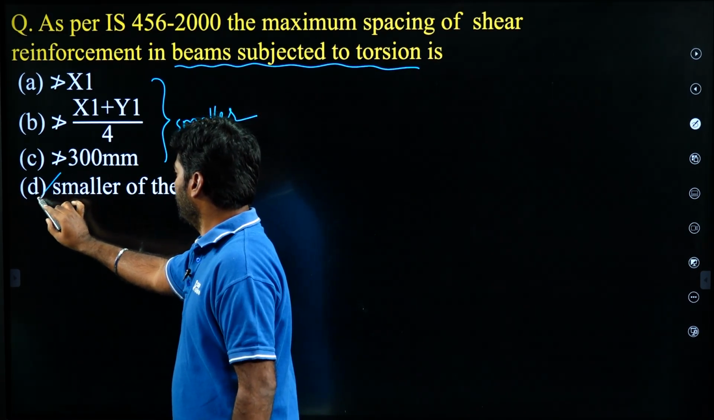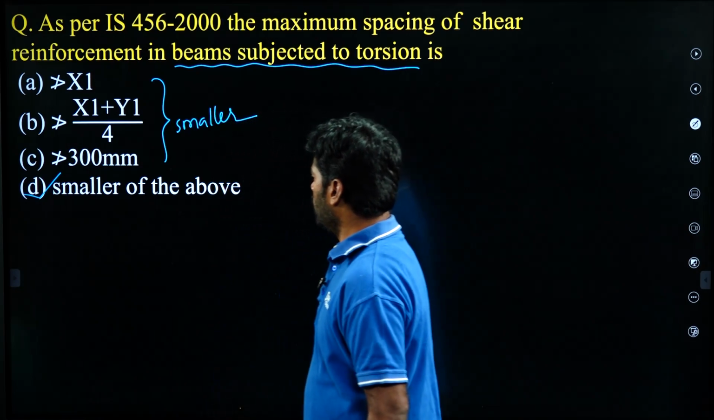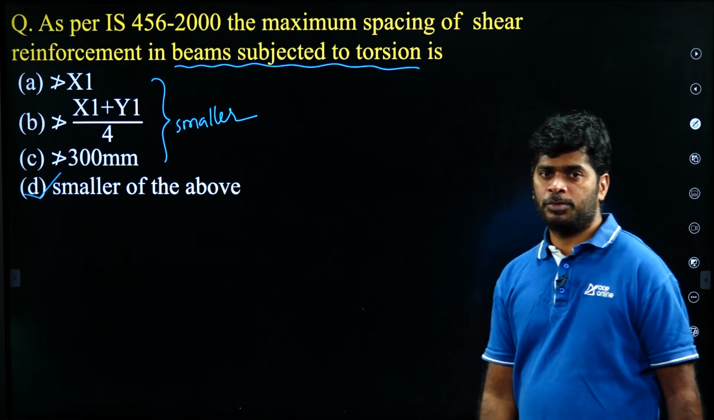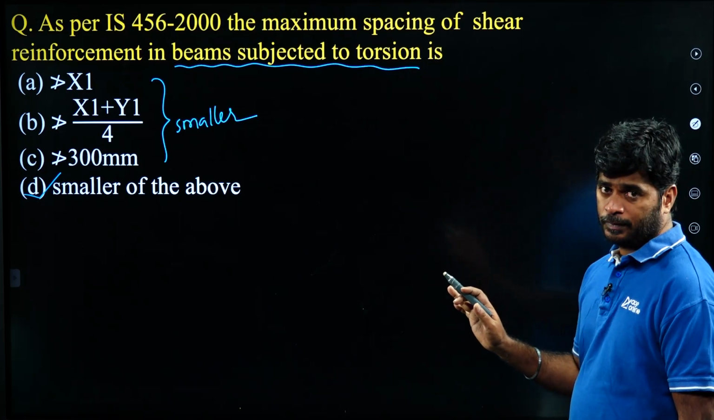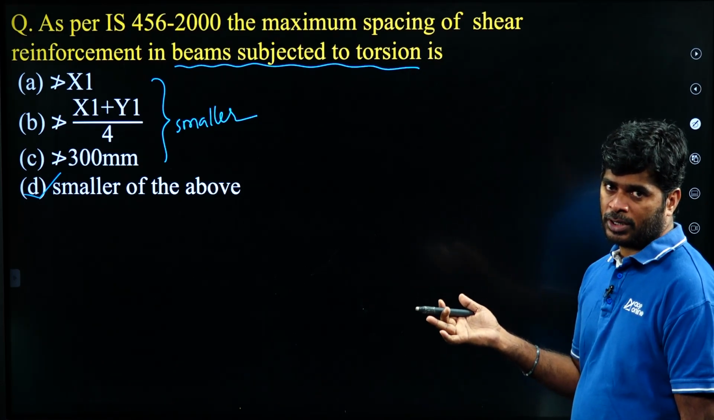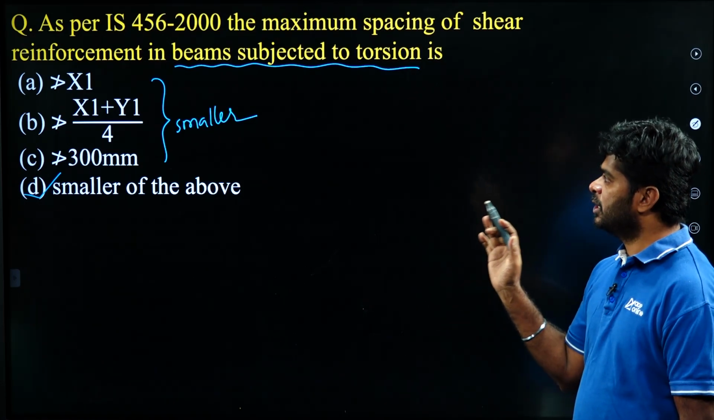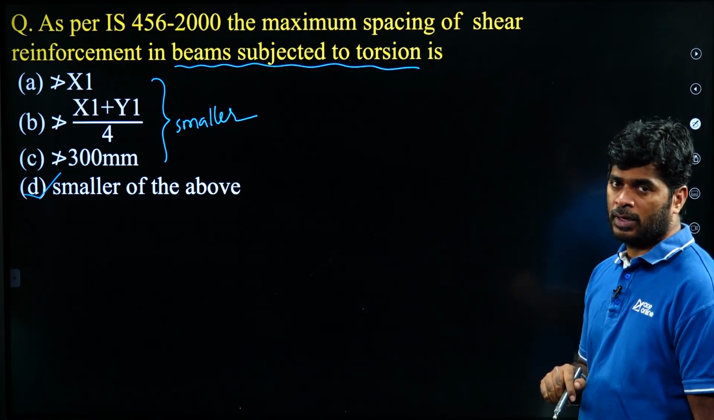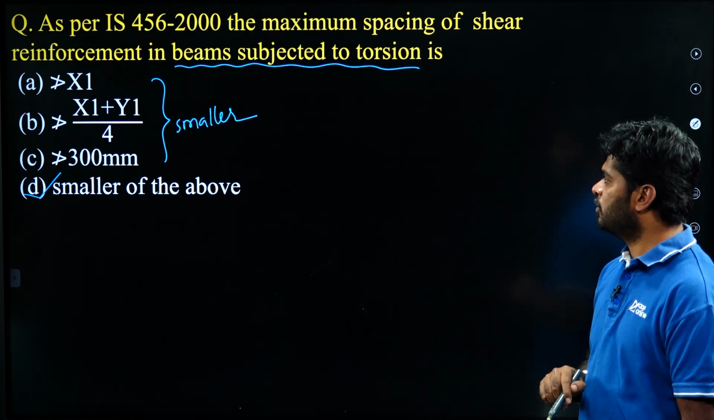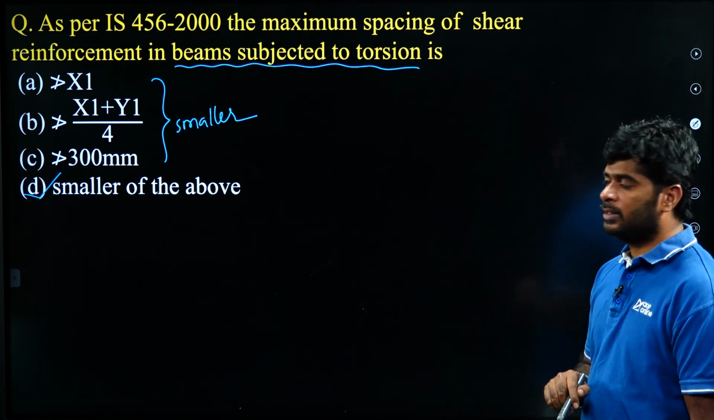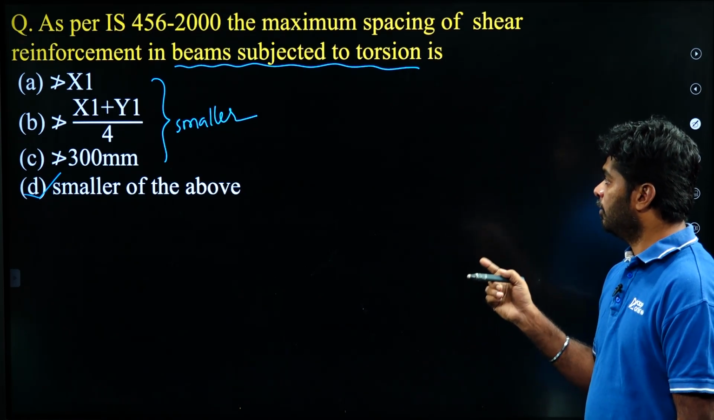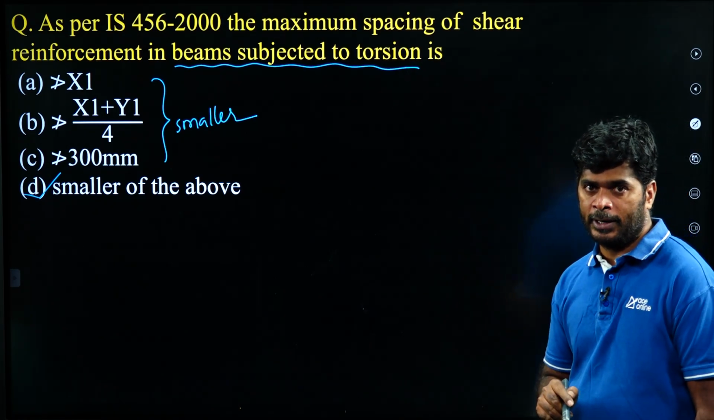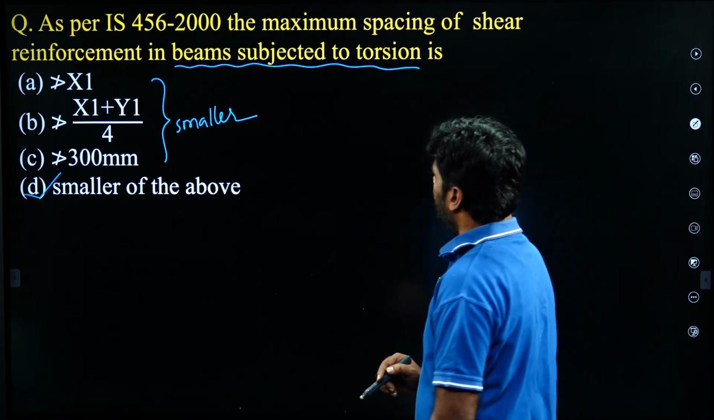Maximum spacing is the smaller of the above three conditions. Option D is correct. For stirrups, when a beam is subjected to torsion, maximum spacing should not be more than x1, not more than (x1 plus y1) upon 4, not more than 300 mm. Whichever is smaller, that value is adopted finally. Okay? Next question.